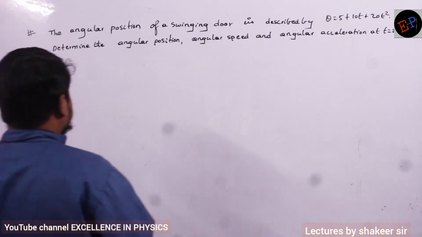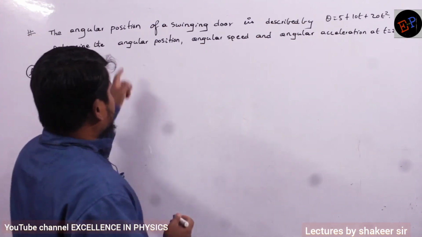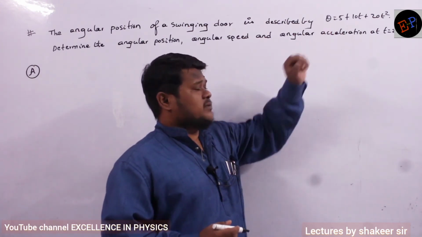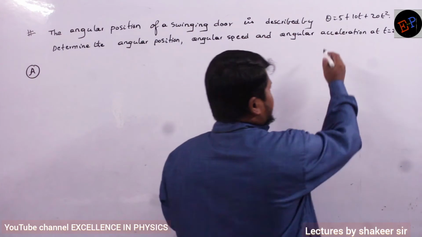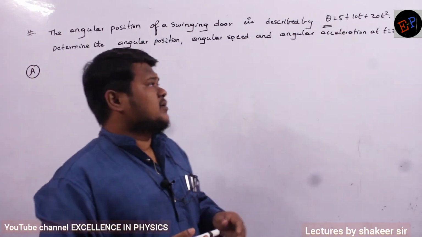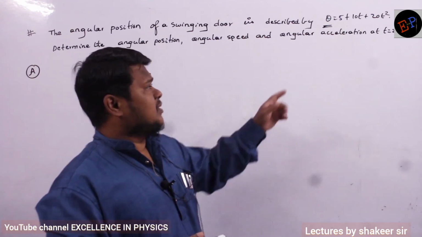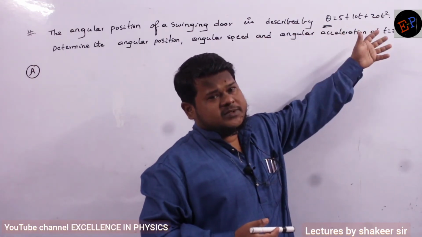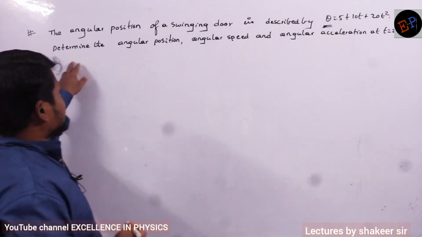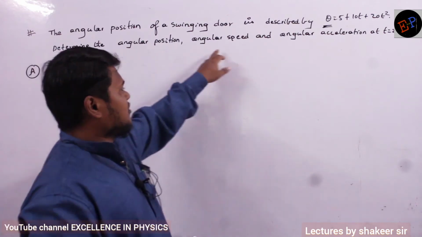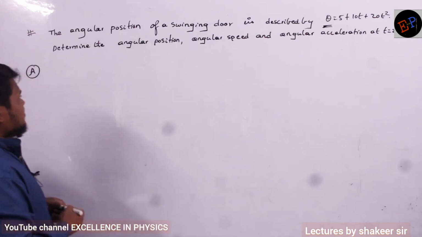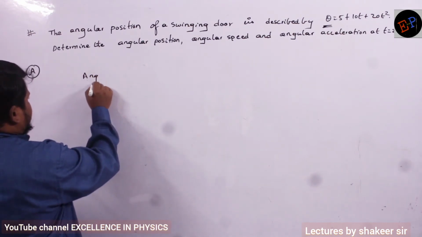This is the given question. The angular position of a swinging door is described by this equation. Here angular position means the angle covered by the particle. So the angle covered by this door is dependent on time. It means if time is changing, this angle is also changing. Clear? Then you are supposed to determine the angular position, angular speed, and angular acceleration at t equal to 2 seconds. So first of all, angular position.